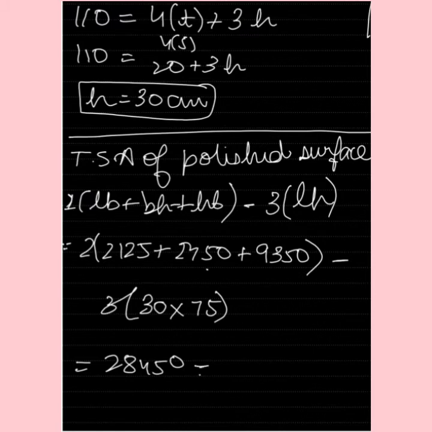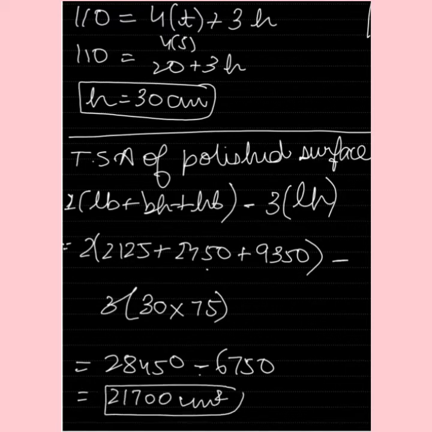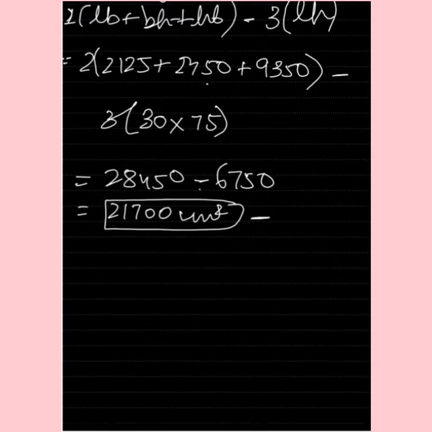28450 minus 6750 will equal 21700 centimeter. Now this area is to be polished. We will find its cost.